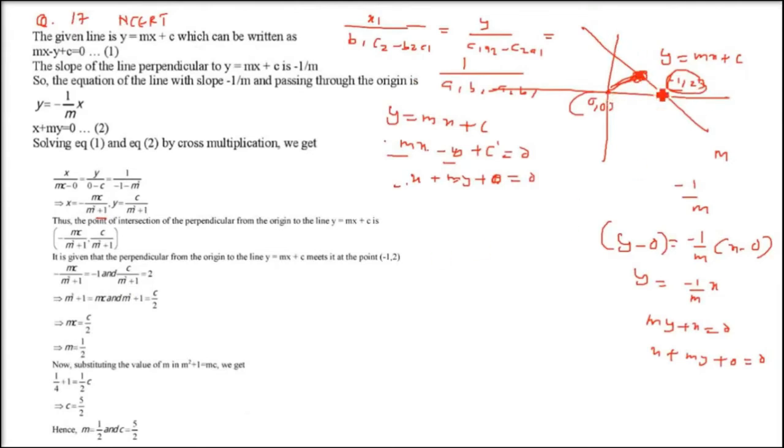Let me remind you, we took y equals mx plus c. We found the slope of the perpendicular line, which is minus 1 by m, because it is perpendicular to y equals mx plus c. The line passing through 0, 0 with slope minus 1 by m was found, and then we found the intersection of these two lines. We know the intersection point is minus 1, 2, and we equated it to find m and c.